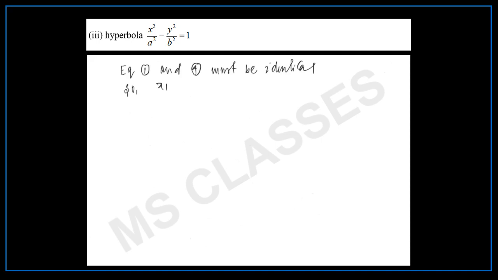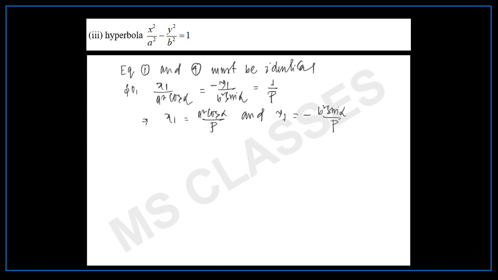So that is x1 by a square cos alpha equal to y1 by b square sin alpha, minus, equal to 1 by p. So x1 equal to a square cos alpha by p and y1 equal to minus b square sin alpha by p, which will satisfy equation 3.